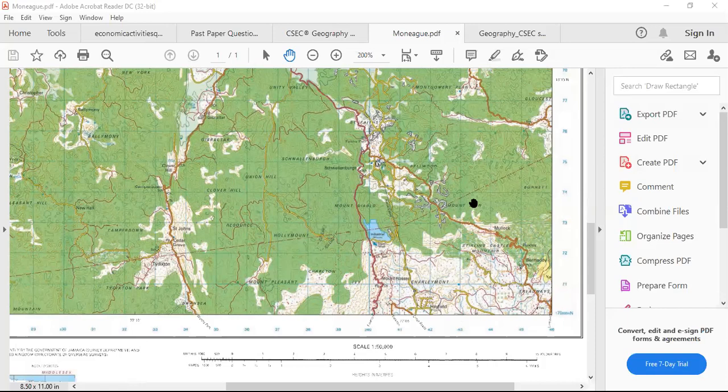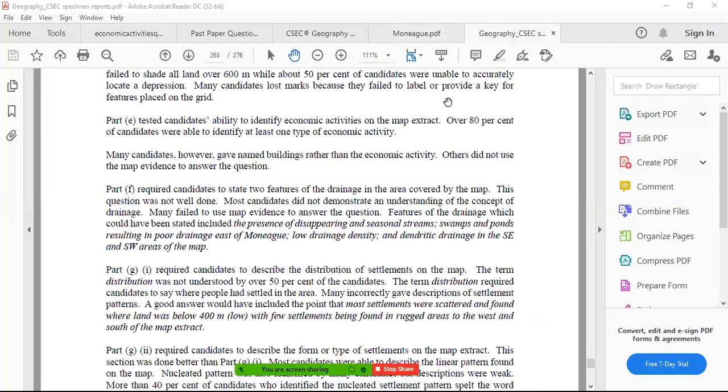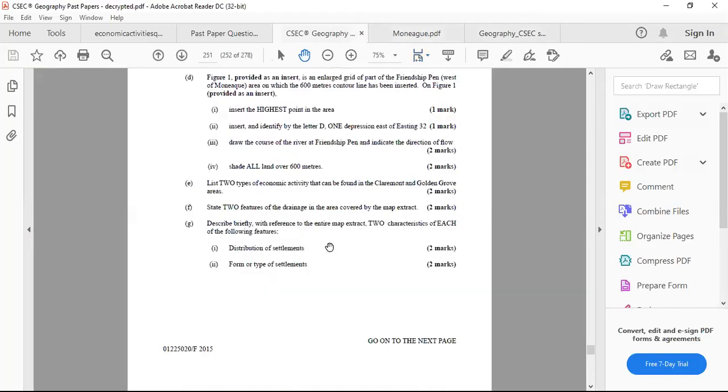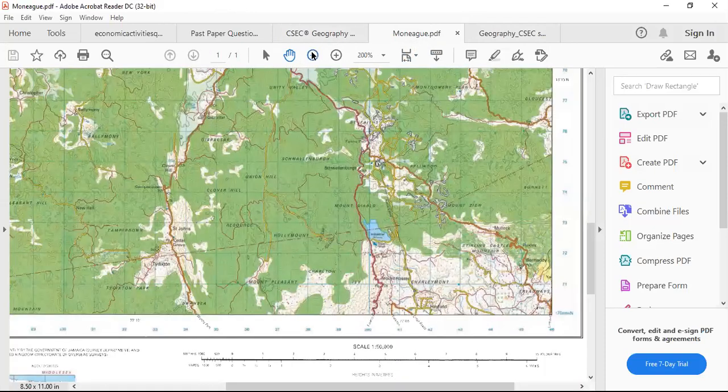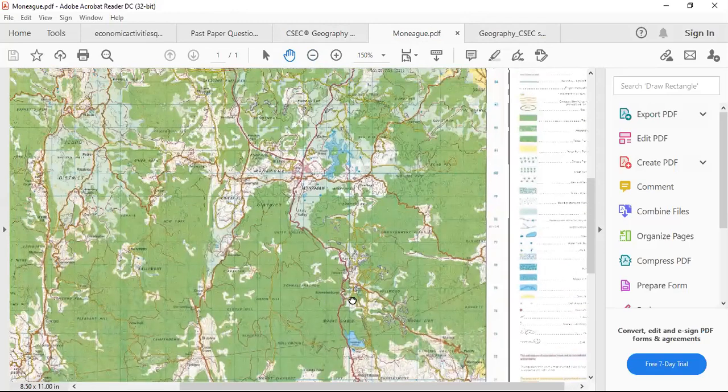Is that clear? And then settlement form is what? When you say settlement form, miss, that's the one like linear, nucleated and this. Exactly. So settlement form would be the settlement patterns. You say settlement form or type. So linear, nucleated, dispersed, isolated. Everybody clear? So let's look on the map now and tell me what can you see in terms of distribution.